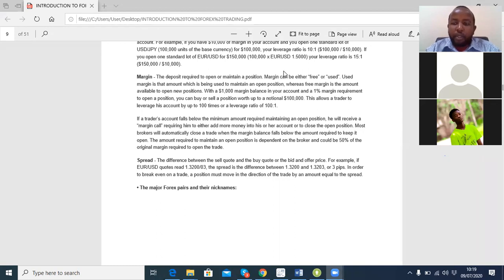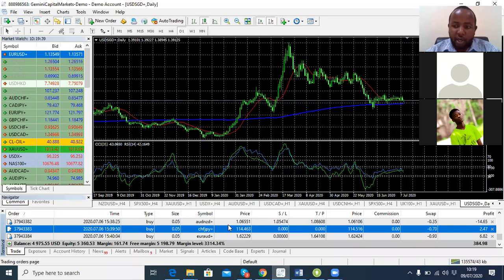Sorry. So as I was saying, margin is the deposit required to open or maintain a position. It can either be free or used. Used margin is the amount which is being used to maintain an open position. So let's go back to our chart. You can see the trades running. Used margin, we cannot see it.